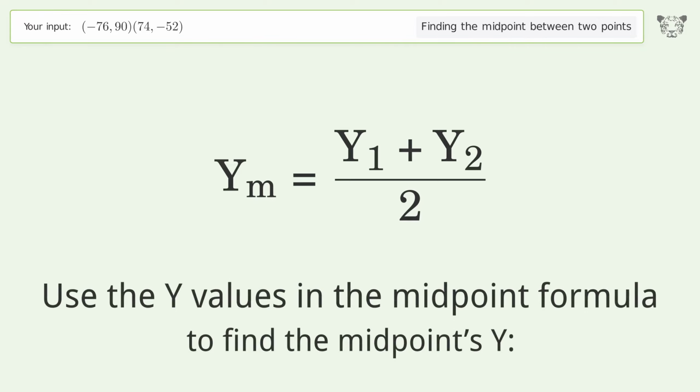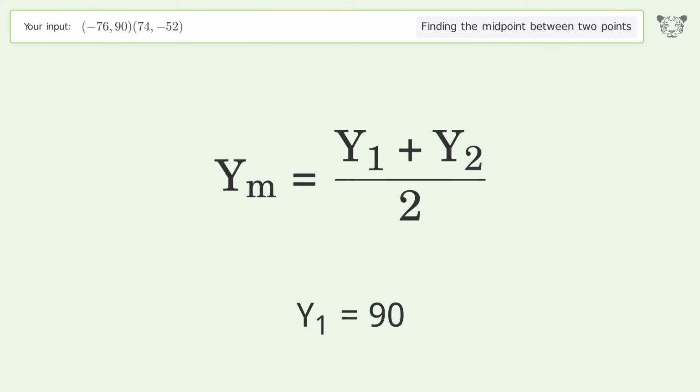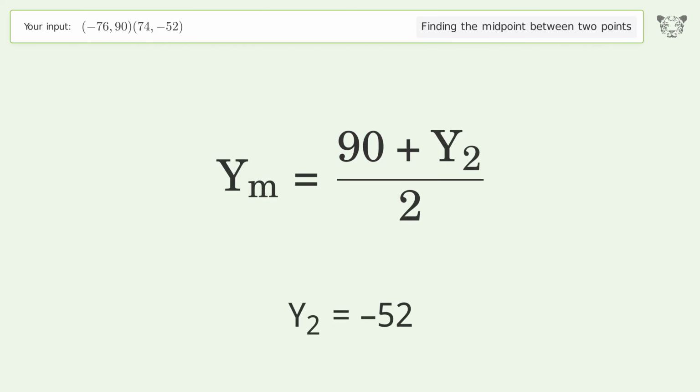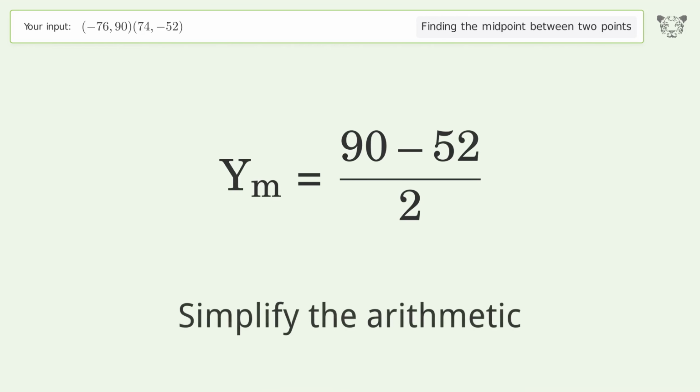Use the y values in the midpoint formula to find the midpoint's y. y1 equals 90. y2 equals -52. Simplify the arithmetic.